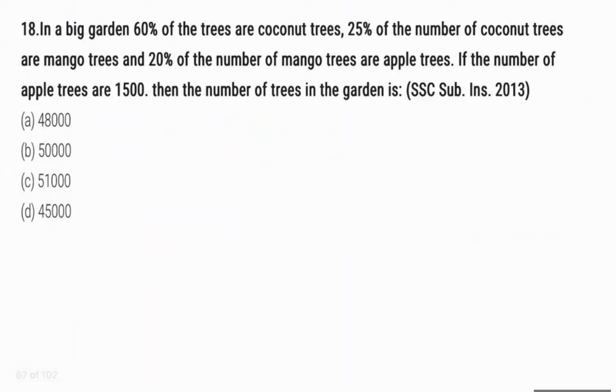Question number 18. If the number of trees in a big garden be x, 60% of the trees are coconut, and 25% of the number of coconut trees are mango. This is a question on successive percentages.